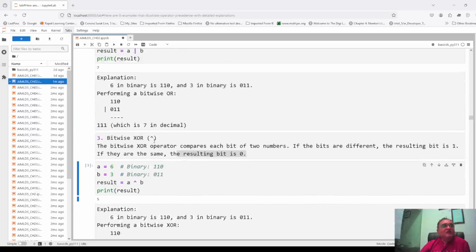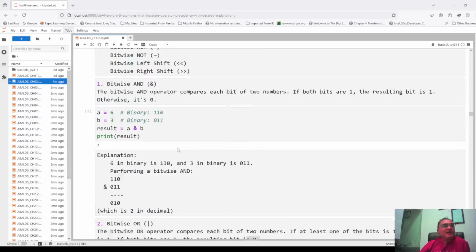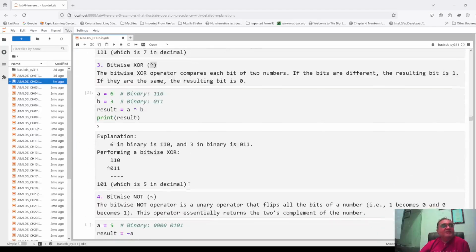So XOR is shown by this symbol, then OR is shown by this symbol, and AND is shown by ampersand. That is the first three operators.